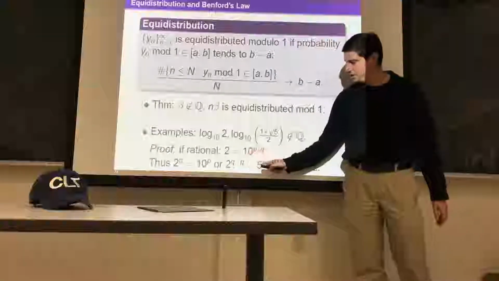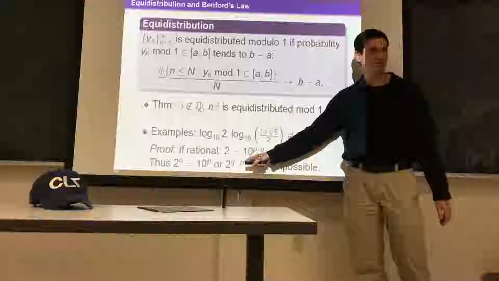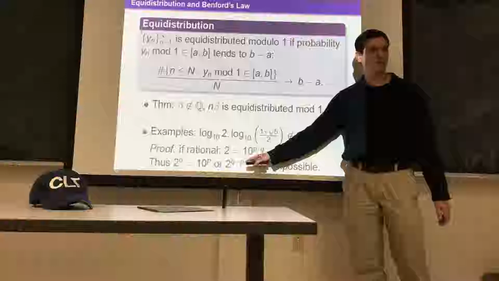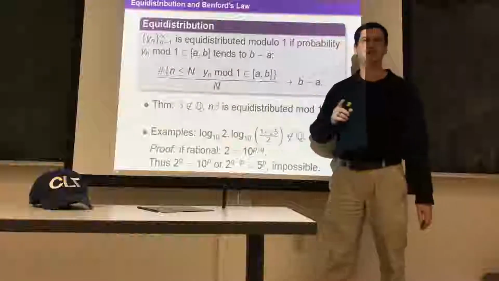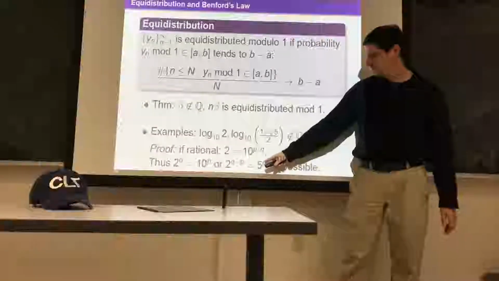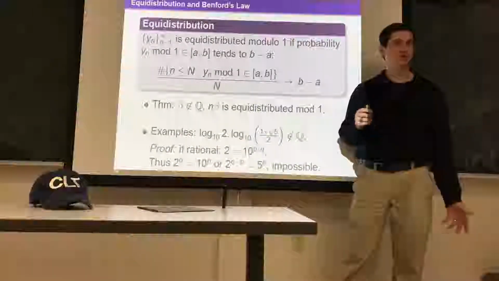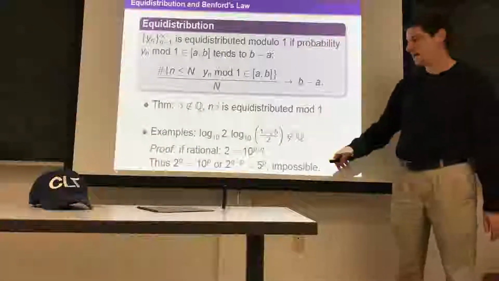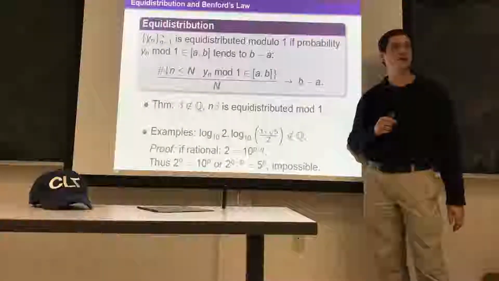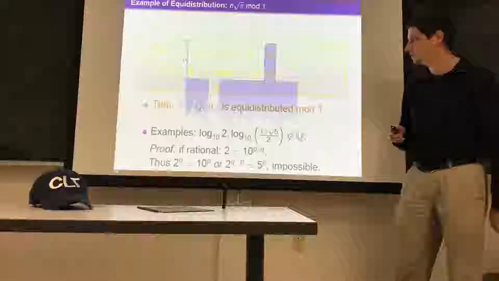This is an even number, unless q minus p equals 0. And what would it mean for q minus p to be 0? It would mean q equals p. It would mean the log of 2 is 1, not happening. 5 to the p is an odd number, contradiction. So the log of 2 base 10 is irrational. As a nice exercise, prove that the golden mean has an irrational log as well.